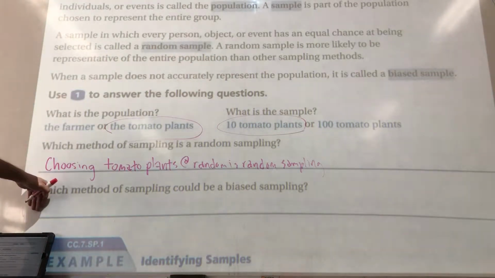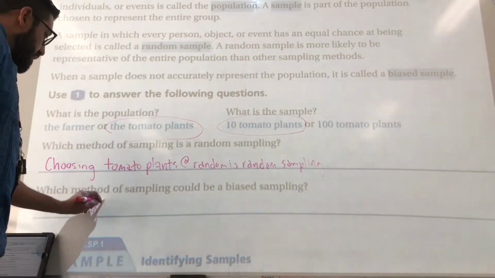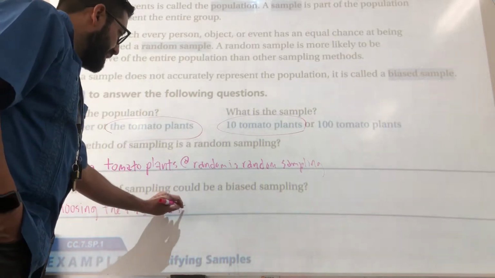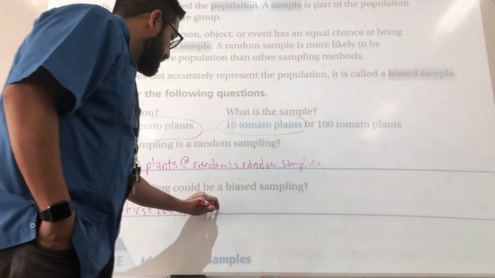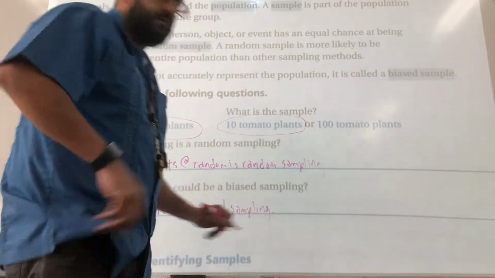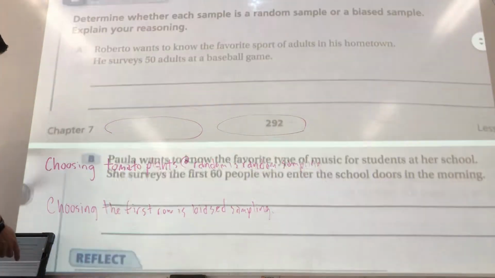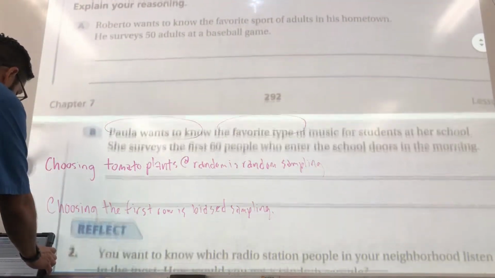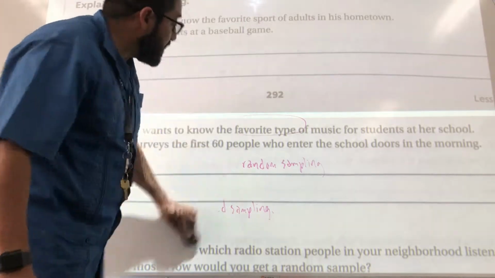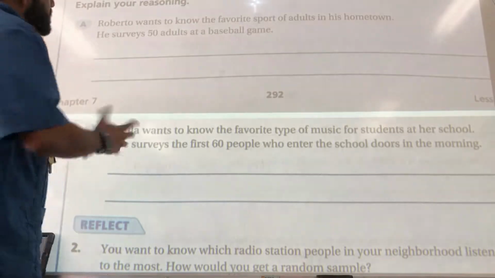Which method of sampling could be a biased sampling? Choosing the first row is biased sampling. Okay, again, you can do biased sampling. It's just not going to give you as good a readout as if you did normal random sampling. It's possible it could, but it's likely that it won't. Okay, so these are rules that are made to be broken.